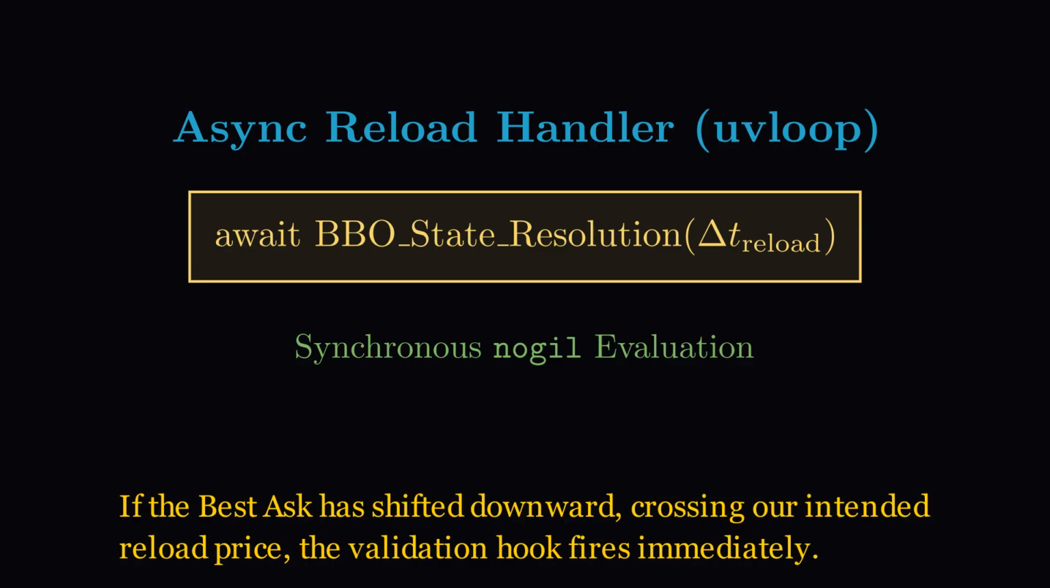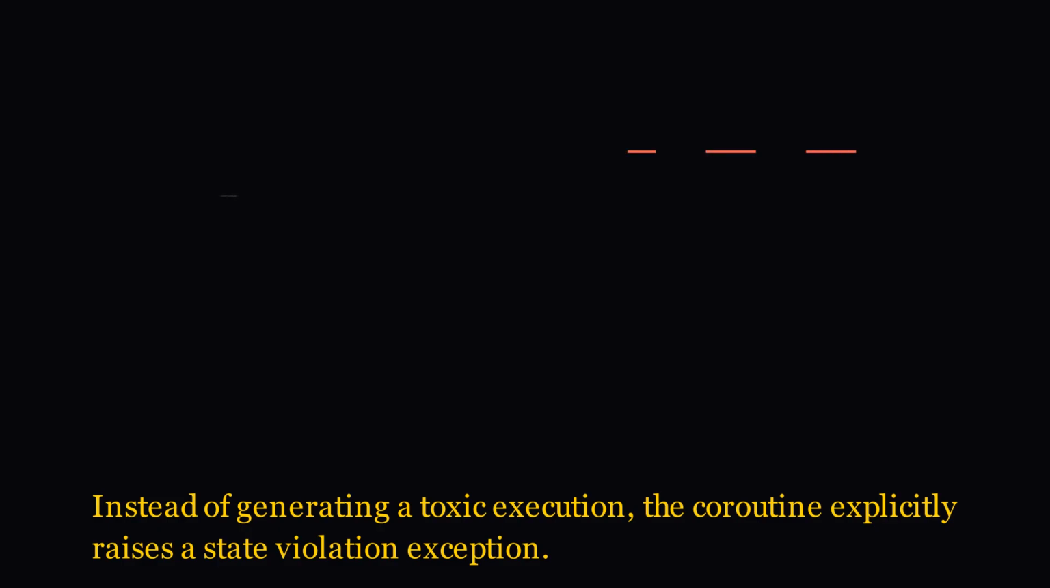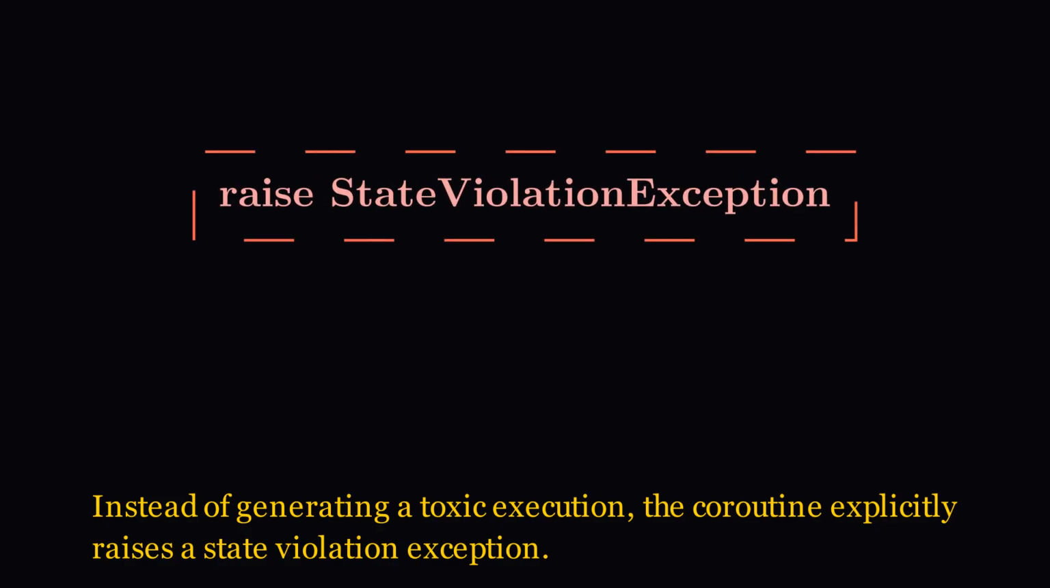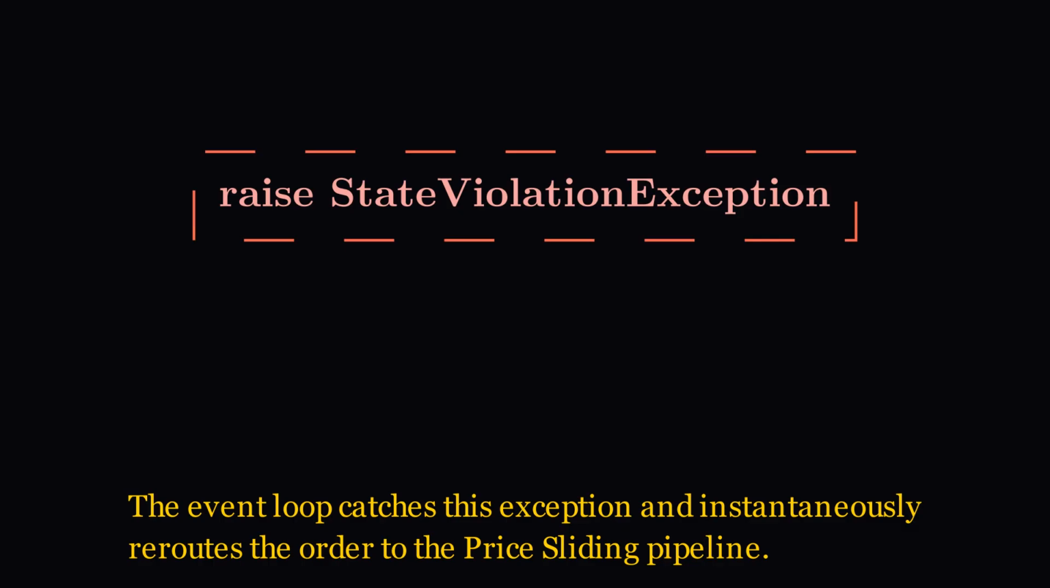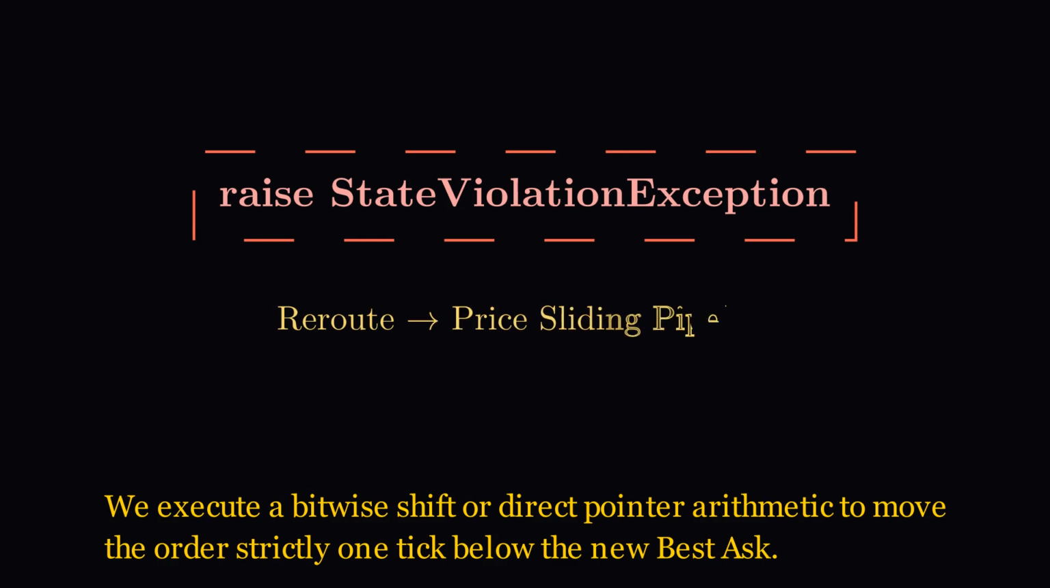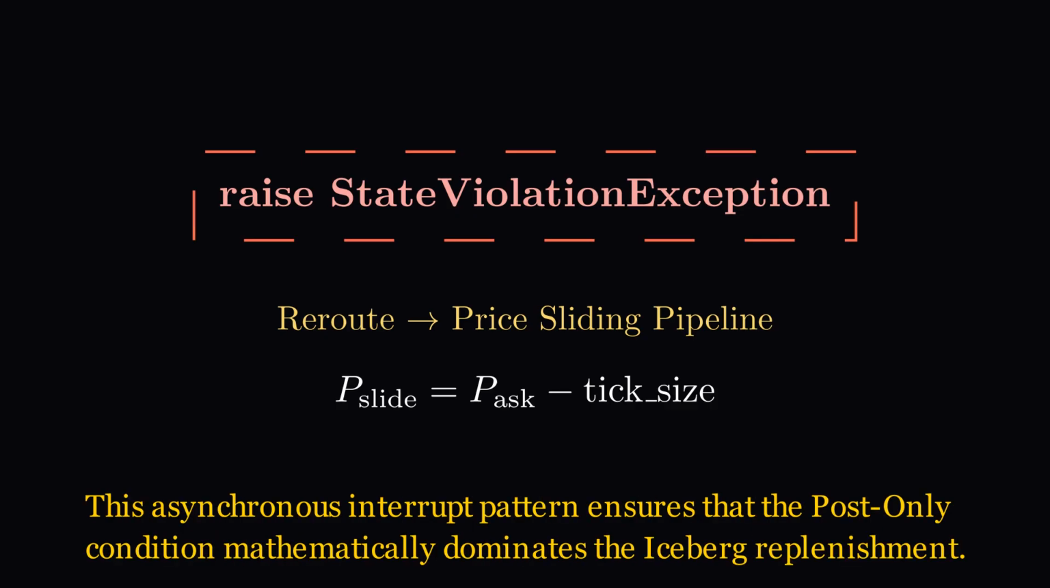If the best ask has shifted downward, crossing our intended reload price, the validation hook fires immediately. Instead of generating a toxic execution, the coroutine explicitly raises a state violation exception. The event loop catches this exception and instantaneously reroutes the order to the price sliding pipeline. We execute a bitwise shift or direct pointer arithmetic to move the order strictly one tick below the new best ask. This asynchronous interrupt pattern ensures that the post-only condition mathematically dominates the Iceberg replenishment.